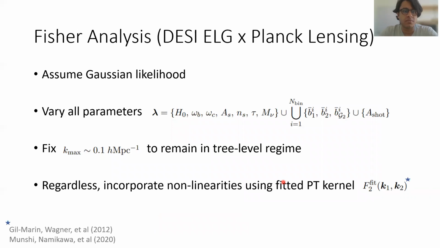So now we want to get a more complete sense of the information content of the skew spectra, which we study using DESI ELG cross-Planck lensing specifications. These are some details of our Fisher analysis. We use a Gaussian likelihood. However, for our parameters, we choose to vary even the non-amplitude cosmological parameters in order to get a more complete sense of the information content. Finally, although we fix our k max to 0.1, so that we remain in the tree level regime, we still incorporate non-linearities using a fitted SPT, which accounts for non-linearities. So this is just a minor detail.